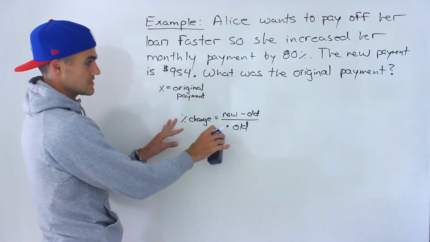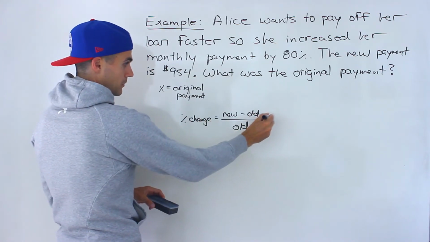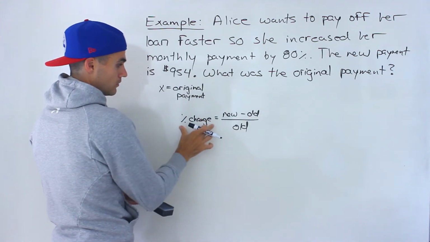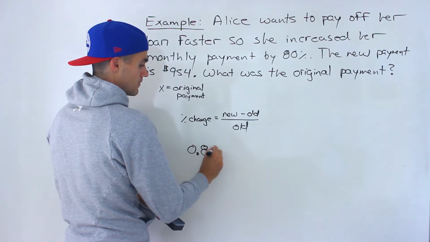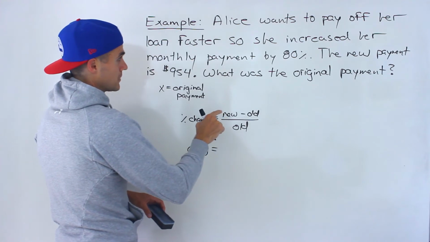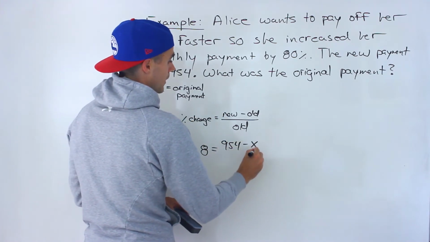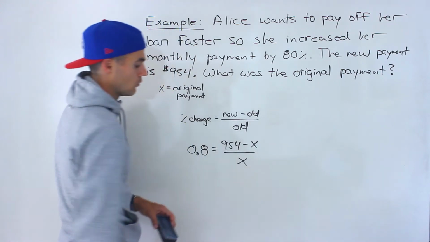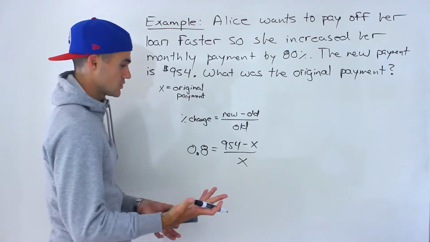So we can use this. We could plug in the 80% here. Now, because we're not multiplying by 100 here, I'm going to leave the 100 out. This percent change has to be in decimals. So we'd put 0.8 over here. And then we'd have the new payment, which is $954 minus the old payment all over the old payment, like that. And now notice we have an equation in terms of one variable.